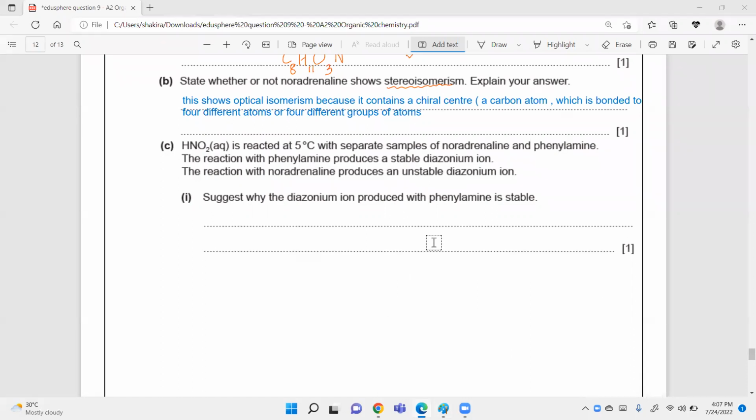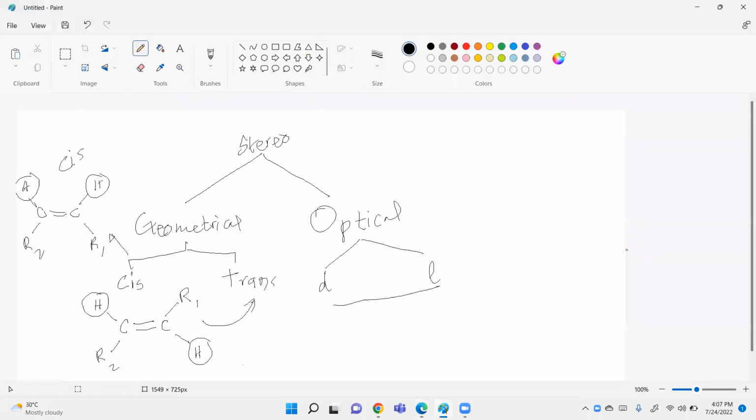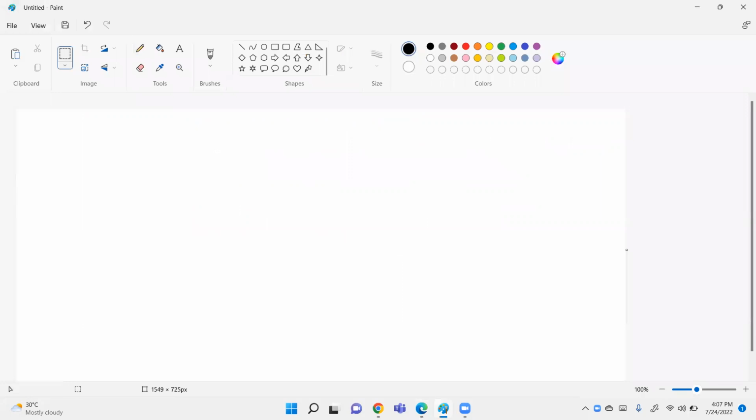Let me go through the question again to find out the reagents used. HNO2. This is not HNO3. It is HNO2. HNO2 is nitrous acid. Why do you think we use nitrous acid in this? This lesson is done in the phenol lesson. Of course, it is touched on in benzene as well.